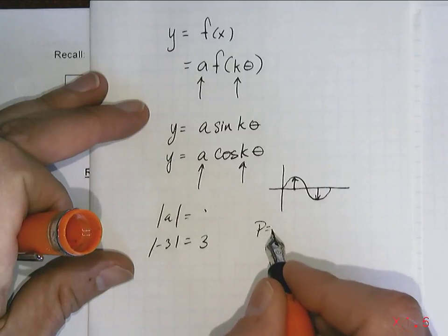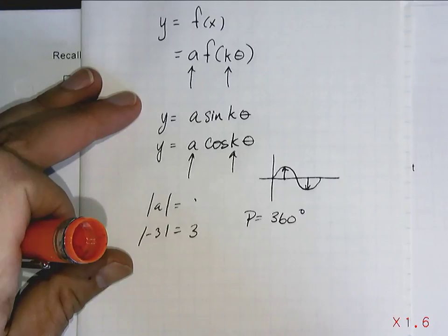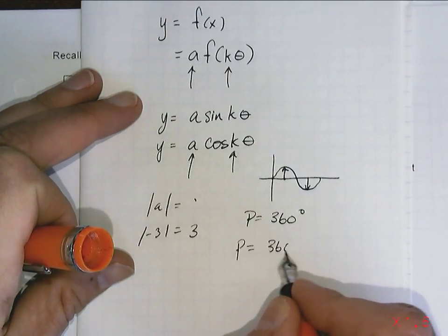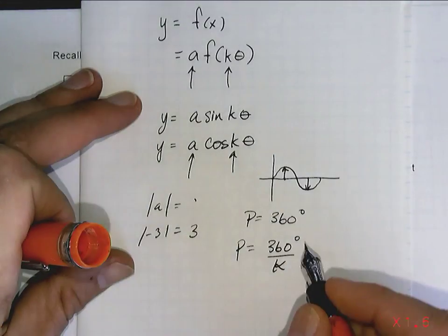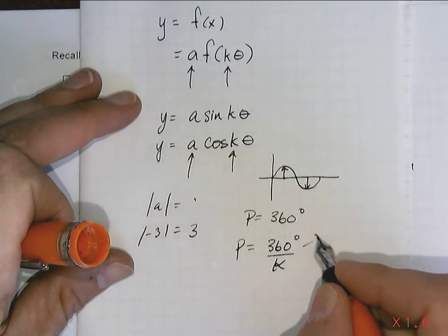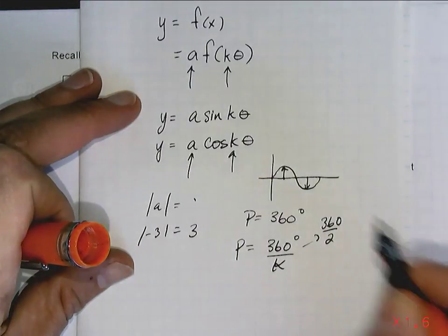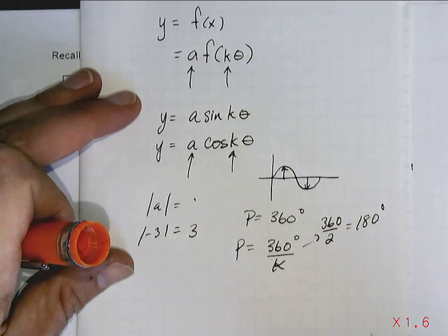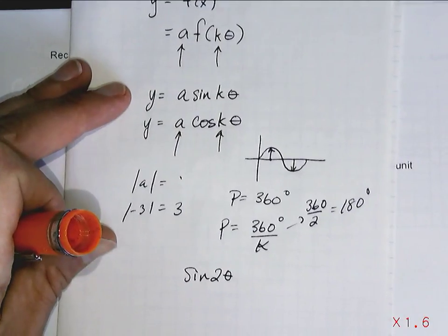Okay. And this k value, notice that that's going to change what we have going on for our period. Our period is normally 360 degrees for a normal sine or cosine curve. But if we stretch it or compress it, our period becomes 360 divided by k. If k happens to be a whole number like 2, then 360 divided by 2 means that it's going to be a wavelength of 180 degrees. That's a horizontal compression. And it would have looked like this, sine 2 theta inside the function.